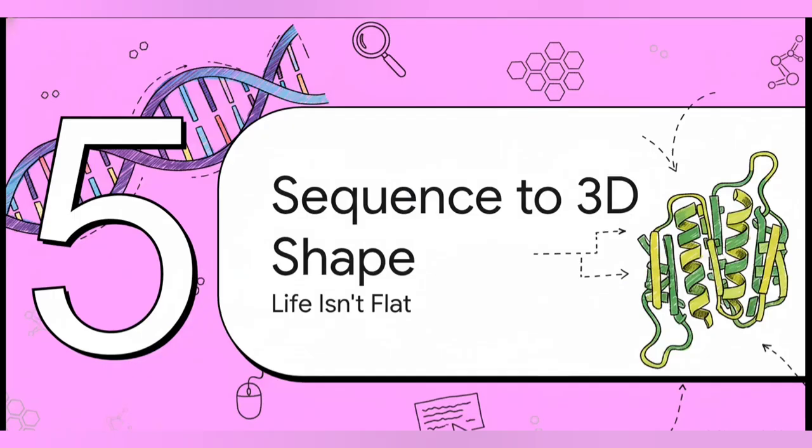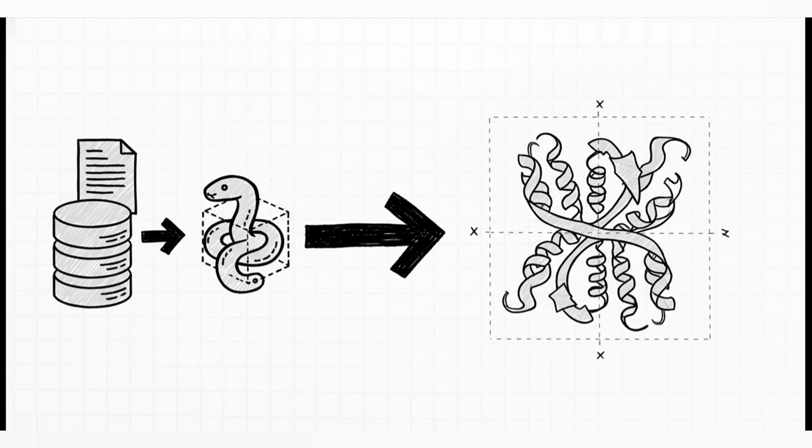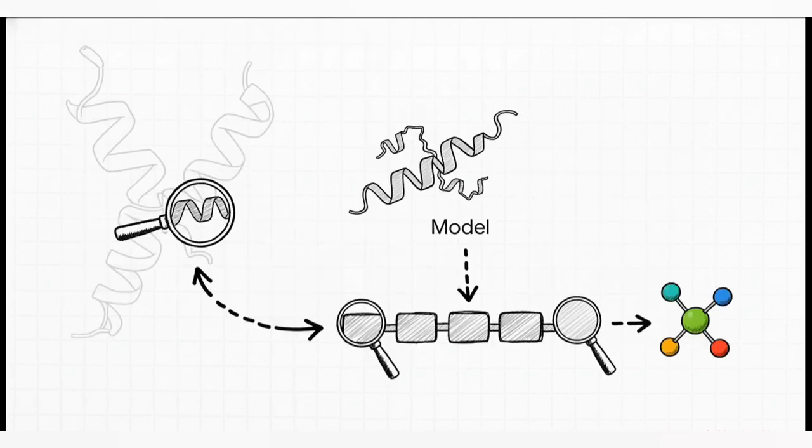But life isn't a one-dimensional string of letters, right? Proteins are these complex, folded 3D machines that do all the work in the cell. So how do we get from our simple sequence to its actual physical shape? Well, to solve this, BioPython has a module called Bio.PDB. It's specifically built to read these complex 3D structural files from the global Protein Data Bank. This allows us to stop thinking about molecules as just strings of letters and start actually working with them as physical objects.